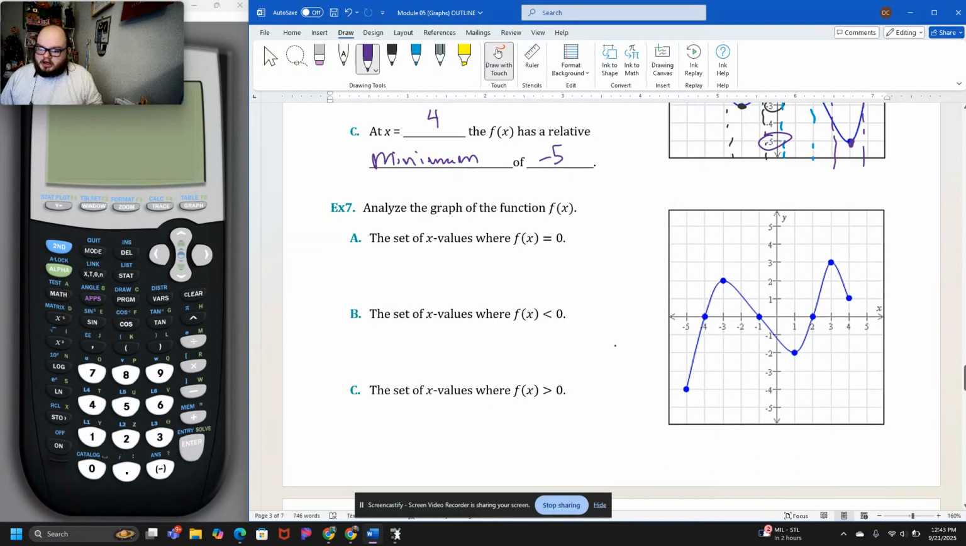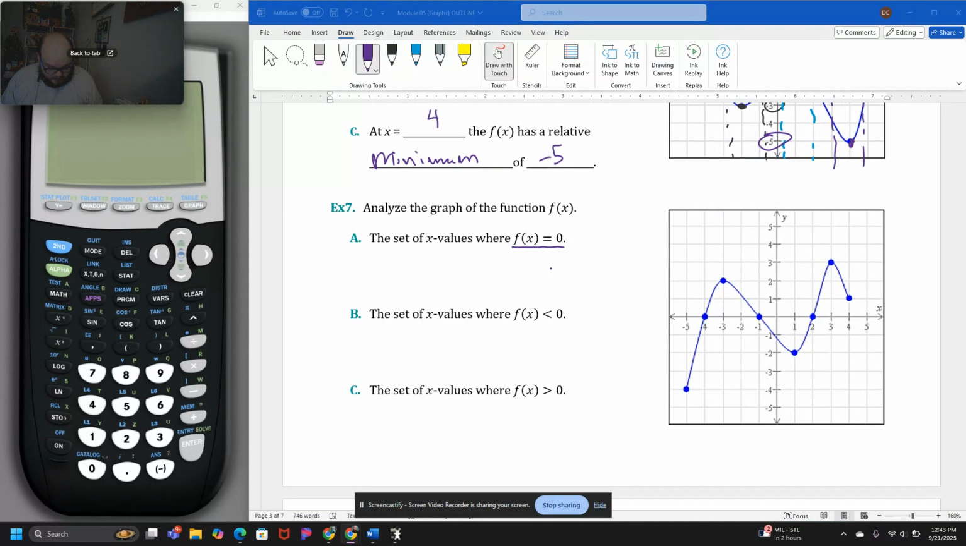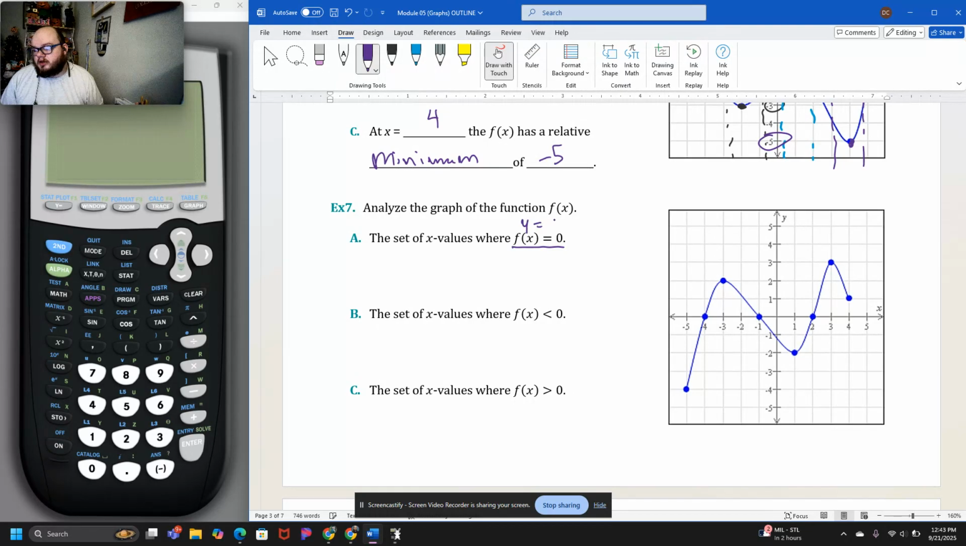So now we're going to analyze the graph of the function. The set of x values where f of x is equal to 0. That's asking me where y is 0. Remember this would be the same thing as saying y is equal to 0. So it's asking you where these zeros are. So you're at -4. You're at -1. And you're at 2. It's asking you where y is 0.